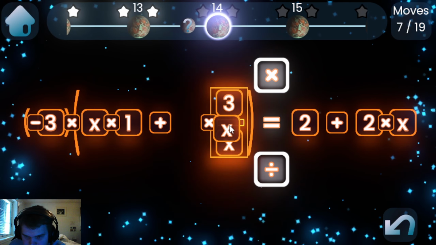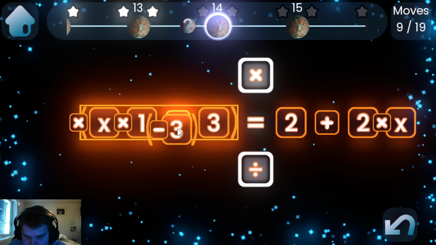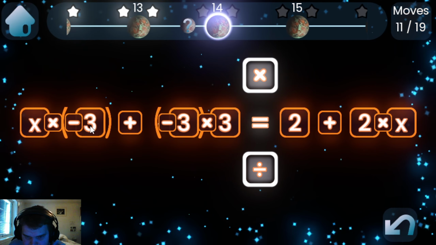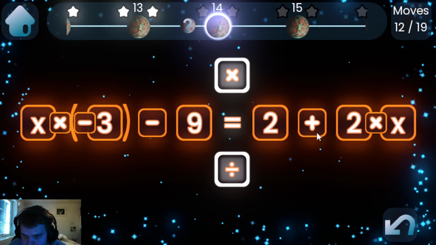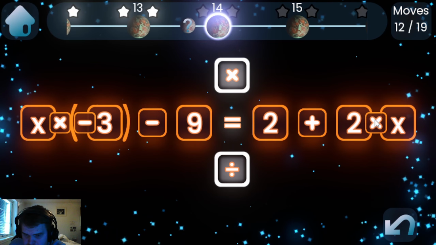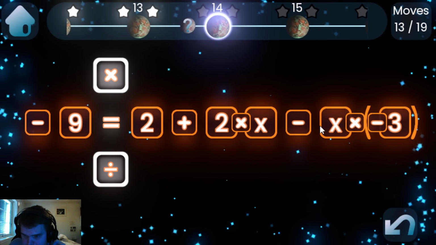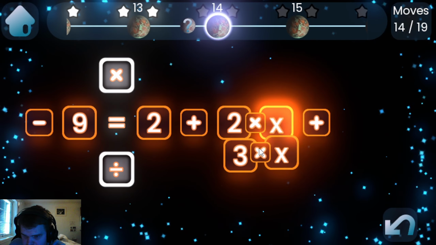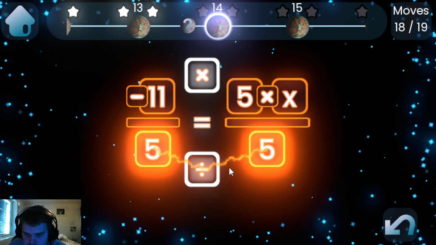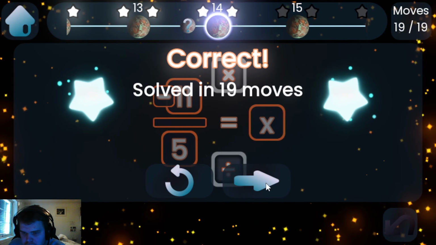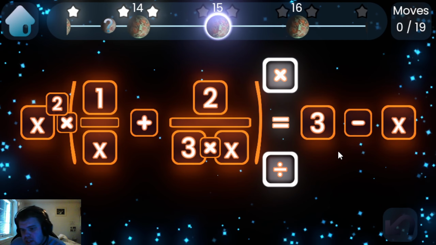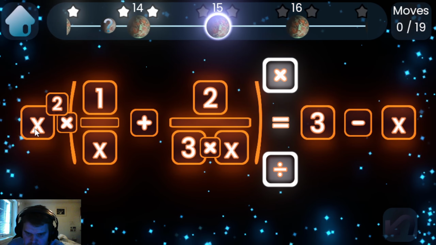Come on, get in there. Yeah. Okay, so this needs to go over here. Oh, this is gonna be messy. All right, there we go. Ooh, we just got it. Okay, awesome. So as you can see, there were no x squared in the end there, because I made sure of that when I made this level.